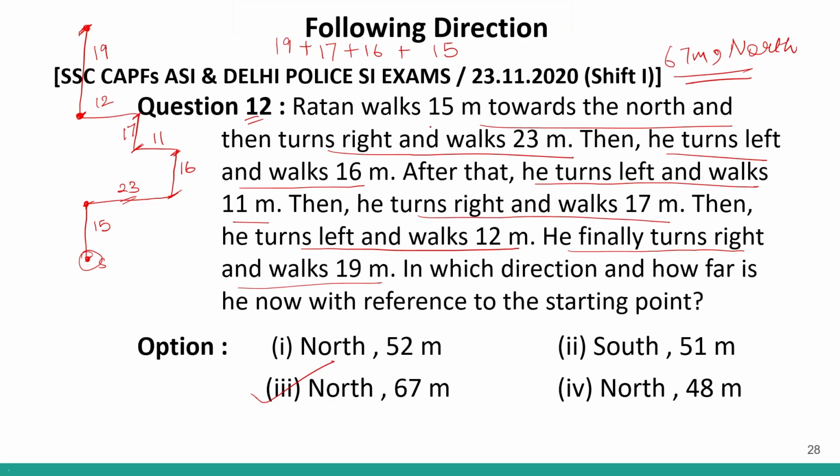So if you look at this question again, 15 meters towards the north, then right and 23 meters, then left and 16 meters, then left and 11 meters, then right and 17 meters, then left and 12 meters, and finally right and 19 meters. So total distance will be 19 plus 17 plus 16 plus 15, which is equal to 67 meters. So answer is option number 3, 67 meters.